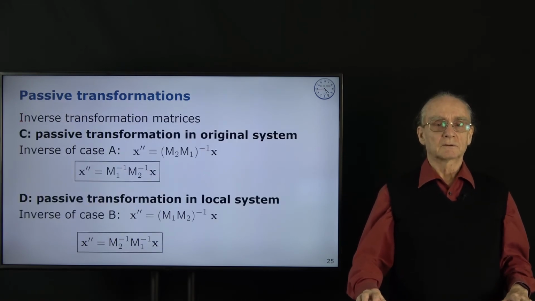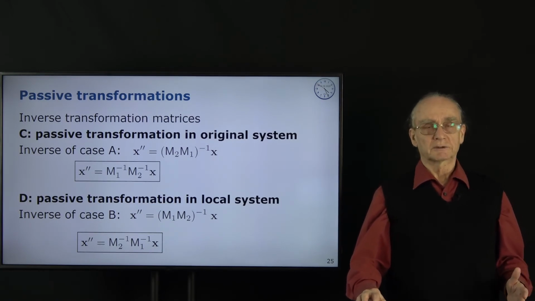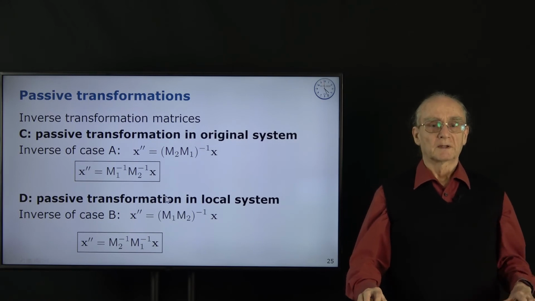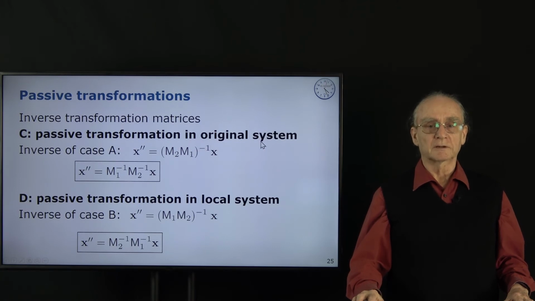Now let's look at passive transformations. Now what did we learn? We learned that the passive transformations with some parameters are the same as the inverse transformation matrix with the same parameters. So if we have a passive transformation in the original system, we take the case A, which is the active transformation in the original system, that is x prime. And we have to apply the inverse motion, combined motion. What was it? M1 left multiplied with M2.